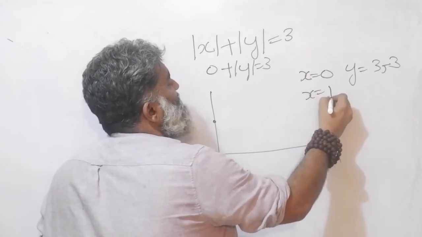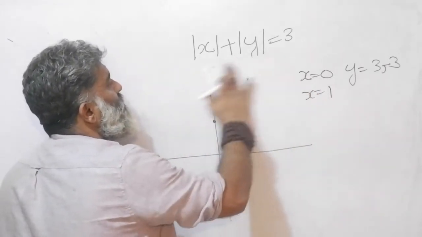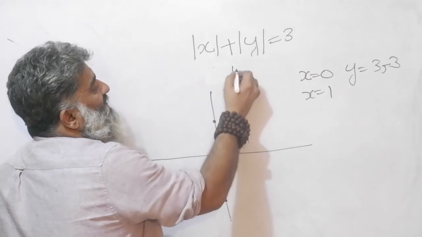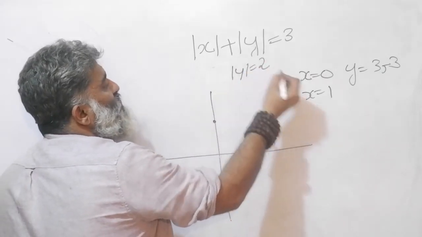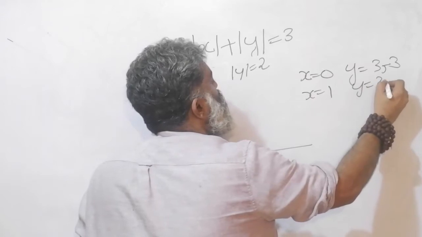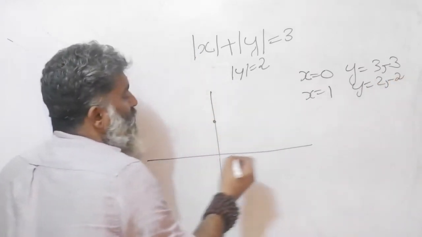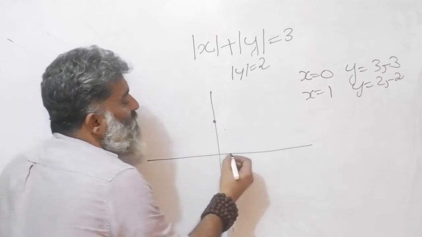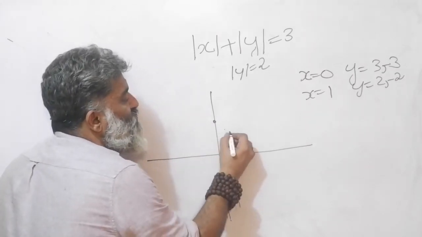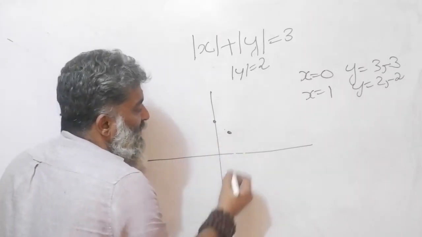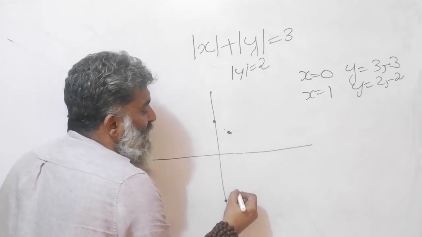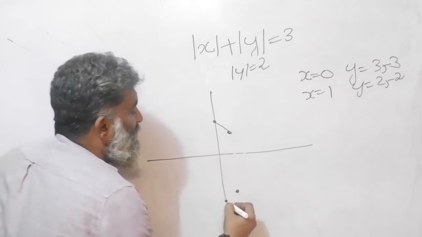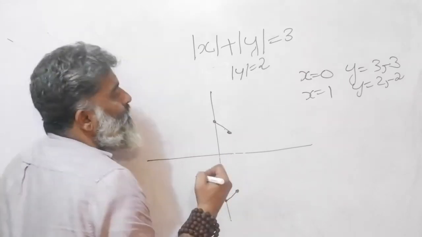I say x is equal to 1. If I put x is equal to 1, I'll get mod of y is equal to 2. That means y will be equal to 2 comma minus 2. Okay, so when x is 1, y is equal to 2. So I'll plot it so. When x is equal to 1, y is equal to minus 2 as well. So I'll plot it so. So maybe now I see a line kind of happening.